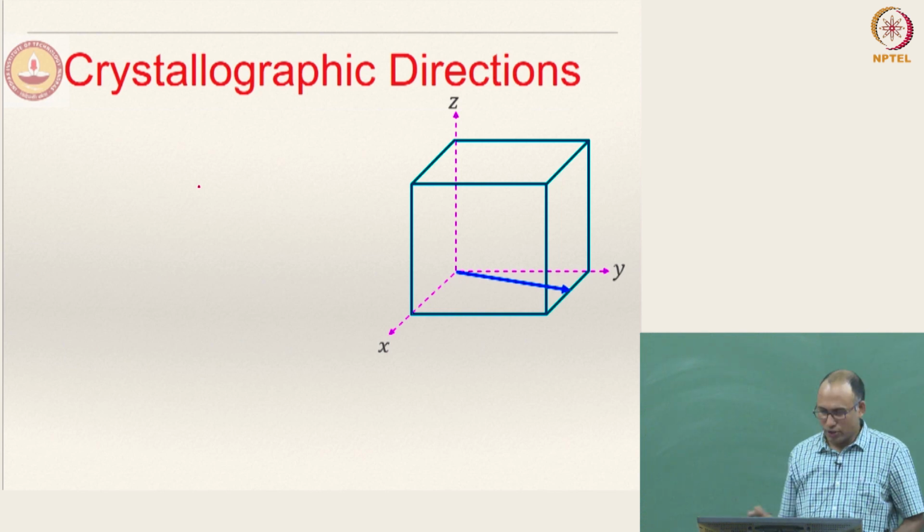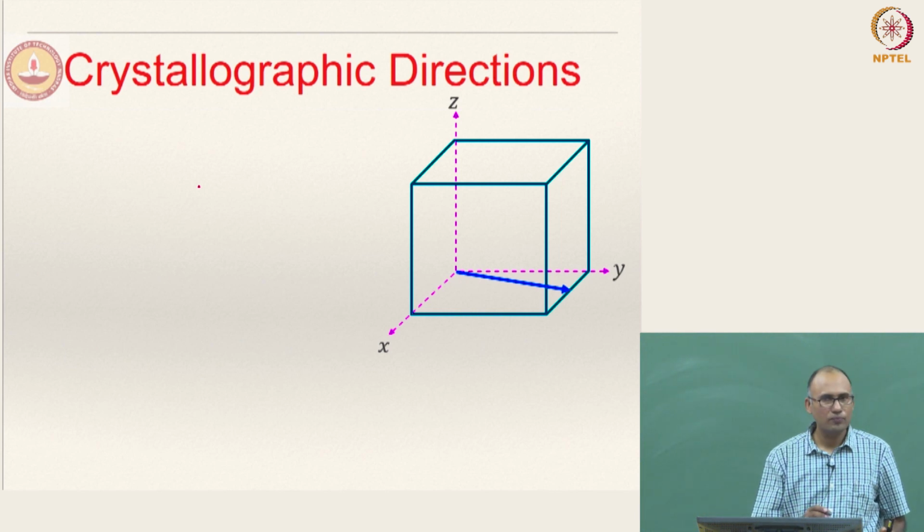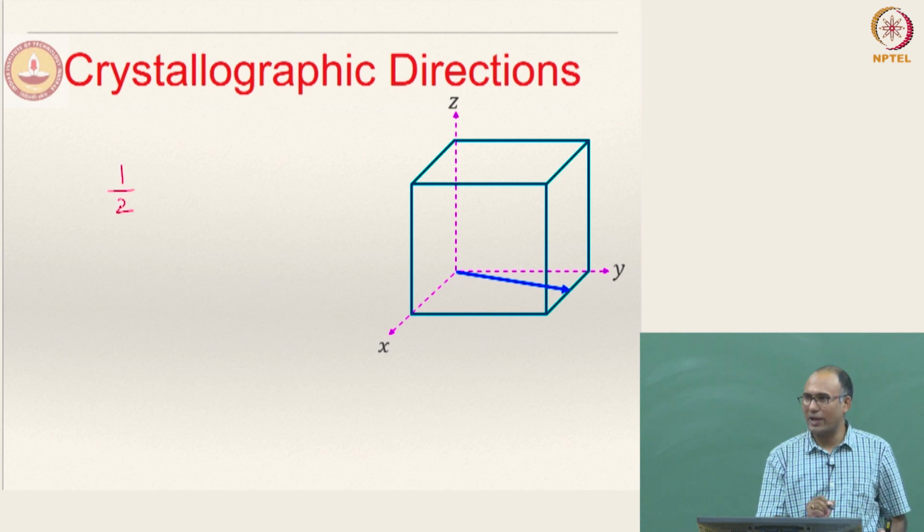So normally what will you do? First you have to write the projections onto each coordinate axis. What is the projection onto x-axis? Half. What is the projection onto y-axis? What is the projection onto z? Very good.